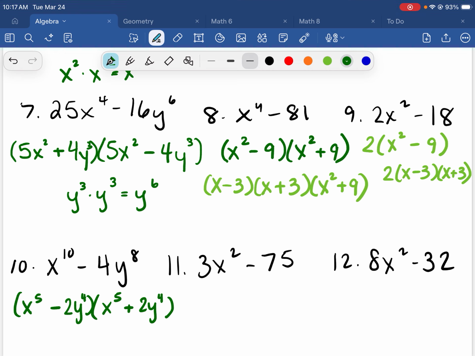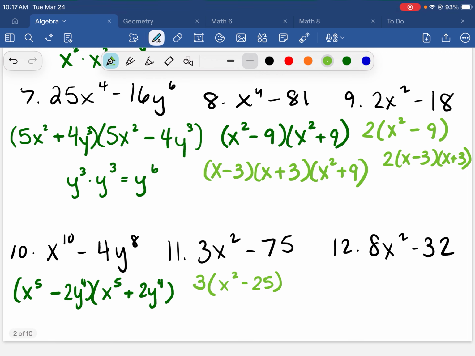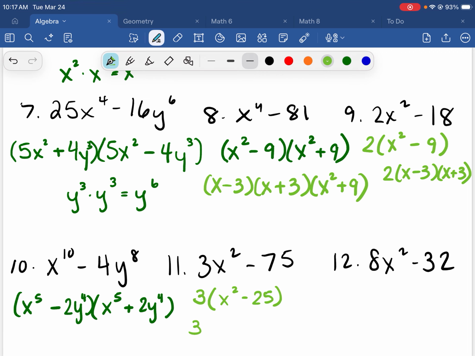Number 11, 3x squared minus 75. This is the difference of two terms, but 3 is not a perfect square and neither is 75, but they are both divisible by 3. So if I factor out my greatest common factor of 3, I'm left with x squared minus 25, and that's a perfect square. So 3 times x minus 5, x plus 5.